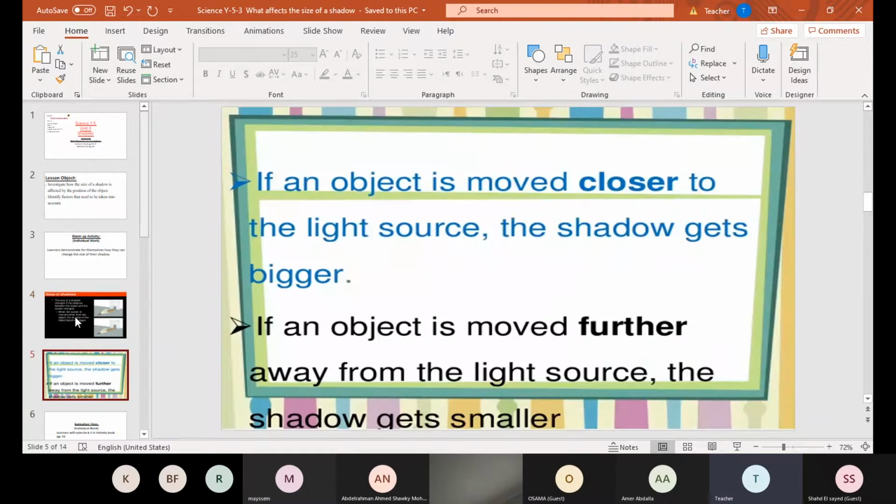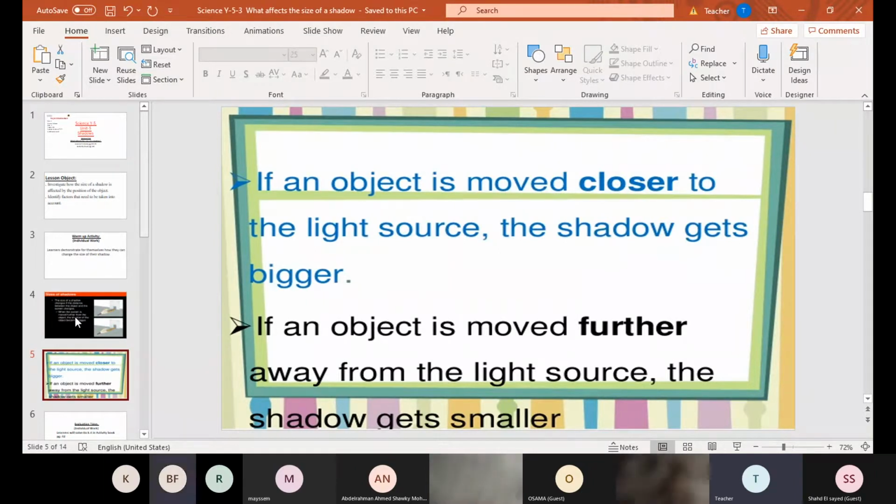Now go for the next slide. They said if an object is moved closer to the light source, the shadow gets bigger. If an object is moved further away from the light source, the shadow gets smaller. This is your actual result. You did this and you observed that when you are close to the light source, the shadow will be bigger, and when you are further away from the light source, the shadow will be smaller.